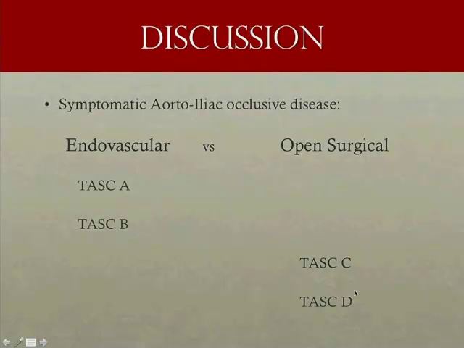For TASC-D and TASC-C lesions, which are obviously more complex, an open surgical aorta-by-fem bypass has traditionally been recommended, with obvious exceptions. Now, as I mentioned to you, I kind of classified my patients as TASC-C, although you may be able to argue TASC-B, but I would probably favor more of a TASC-C type of disease state. So you could argue that what I did was against guideline recommendations.